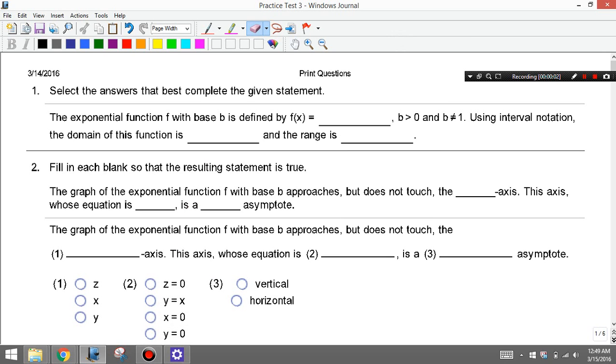This is a review for the test 3 that is due on Friday. Here's number 1.